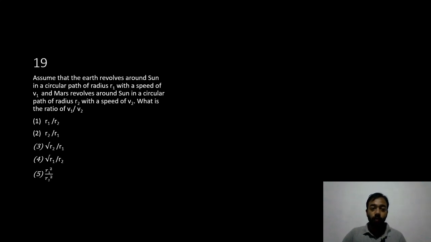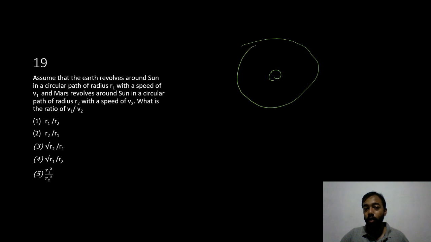Question number 19. Assume that the Earth revolves around the Sun in a circular path of radius r1 with a speed of v1, and Mars revolves around the Sun in a circular path of radius r2 with a speed of v2. What is the ratio of v1 over v2? So this is regarding planetary motion. There are planets moving around the Sun. You can say the orbit is actually elliptical, but here they are saying the orbit is circular. That's all right. So you consider this is Sun and this is a planet.